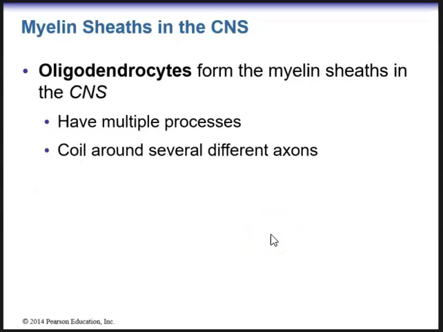Again, in the central nervous system, it's the oligodendrocytes that will form the myelin sheaths. They have multiple processes and will coil around several different axons. So I'm going to stop the first part of Chapter 12 here, and we will continue on with this PowerPoint for Part 2 with the gross anatomy of the nervous system.